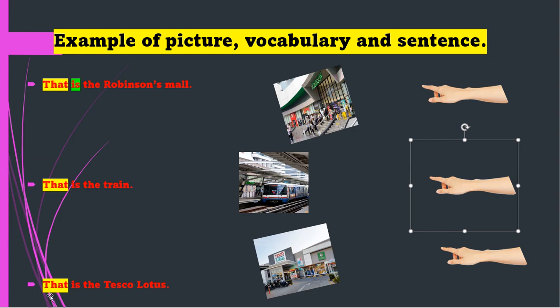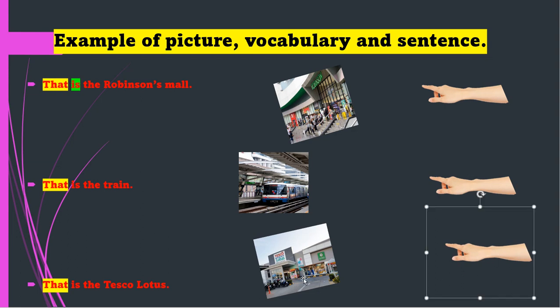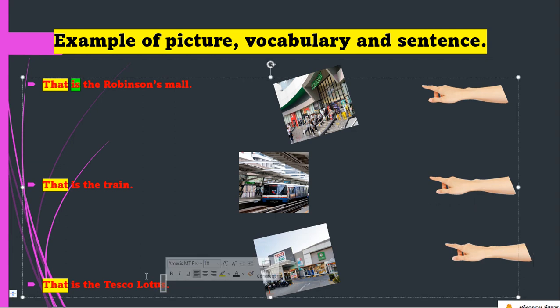Okay, so next, that is the Tesco Lotus. If you see, we use that because it's far away, and we're talking about one Tesco Lotus. Teacher, why does it have S here? Does it mean it's a plural noun, the Tesco Lotus? No, because it really has a name. In the base form of its name, it really has S. So Tesco Lotus, and we use S for the verb here. So this one is a singular verb. Okay, next.